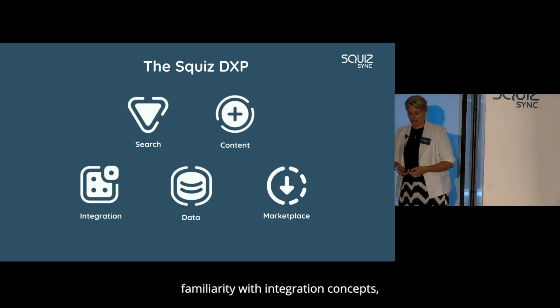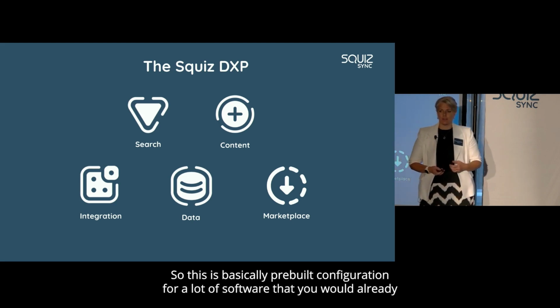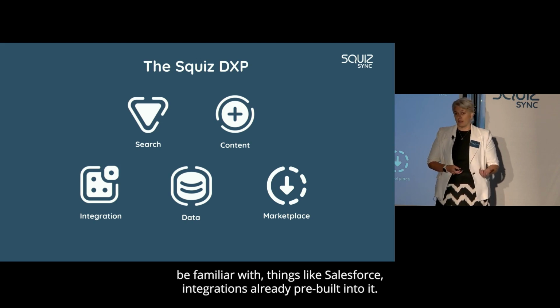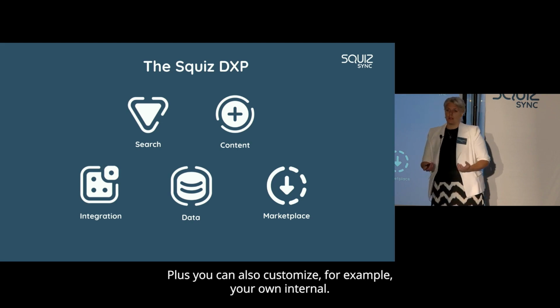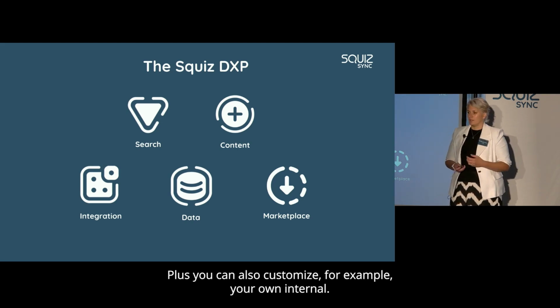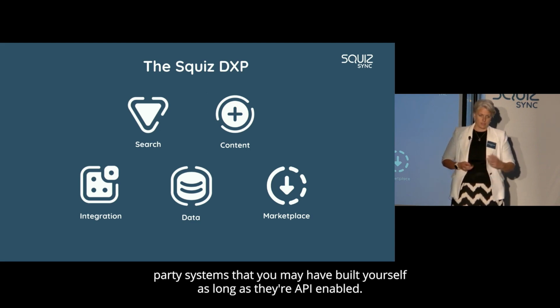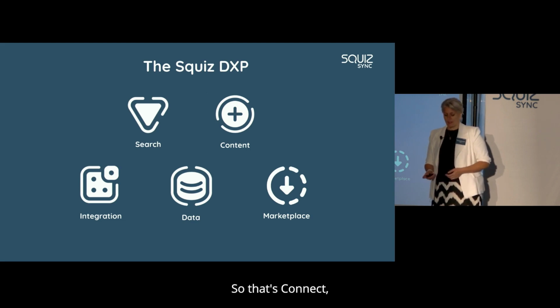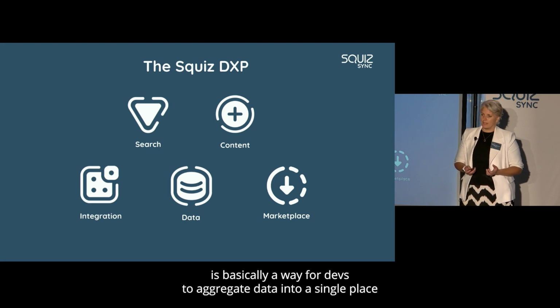You still need a bit of familiarity with integration concepts. And it also comes with pre-built recipes to speed up builds. So this is basically pre-built configuration for a lot of software that you'd already be familiar with. Things like Salesforce integrations are already pre-built into it. Plus you can also customize, for example, your own internal third-party. You can integrate with internal third-party systems that you may have built yourself as long as they're API enabled.